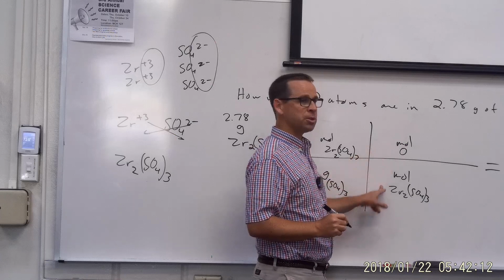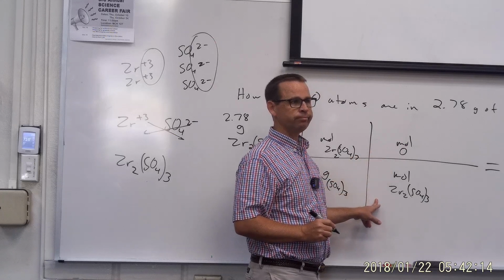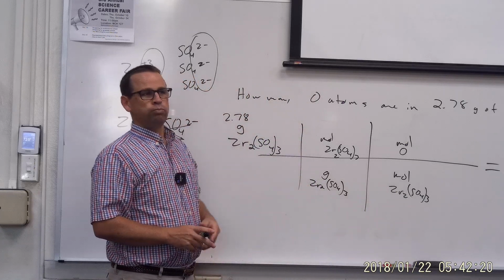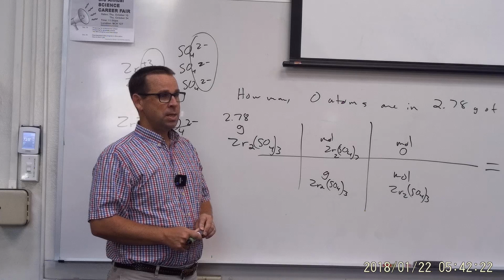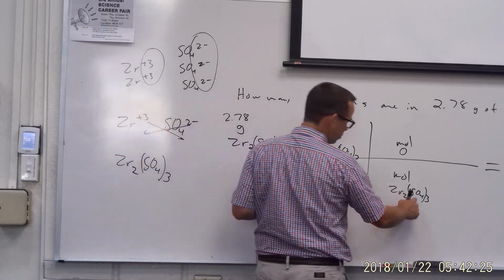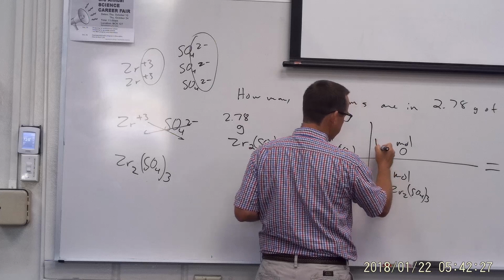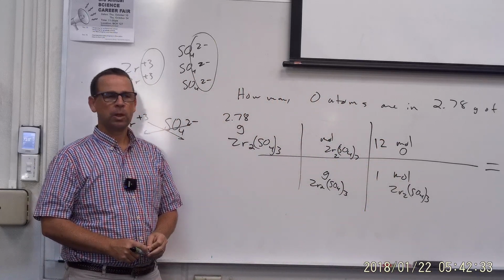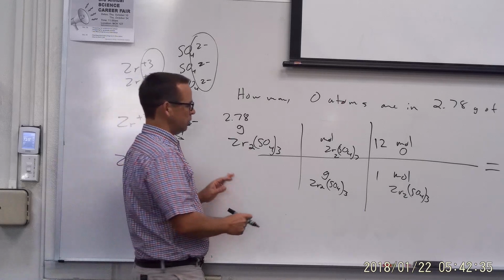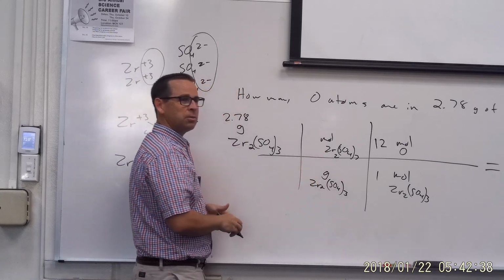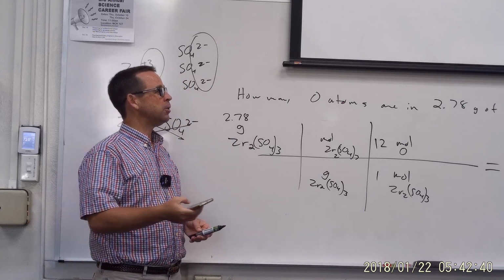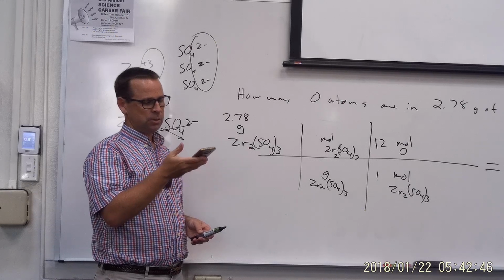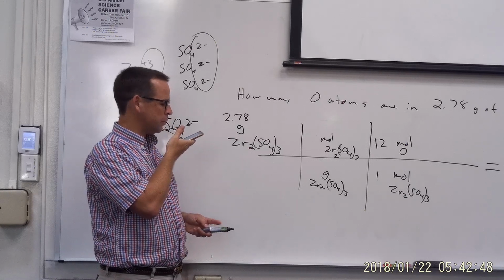What do you think? How many moles of oxygen per mole of zirconium sulfate? 12. It looks like 12 to me. 3 times 4, so 12 moles of oxygen for every 1 mole of zirconium sulfate. Okay? So, how about this? Did anybody find out the mass? Or I don't even know if zirconium-3 sulfate exists. Let's find out. What's the molar mass of zirconium-3 sulfate?